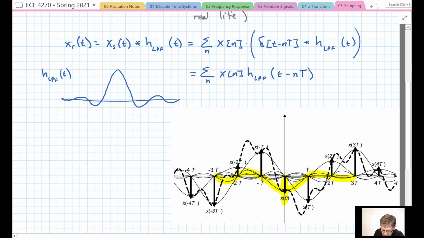Notice that the nulls of the sinc land perfectly on the other samples. So each sample, when reconstructing, does not impact any of the other samples, but it does impact the area in between the other samples for all time. So here we have another one, and its associated sinc function. And all those add up to a very smooth function, which is shown here as a dashed line that interpolates between.